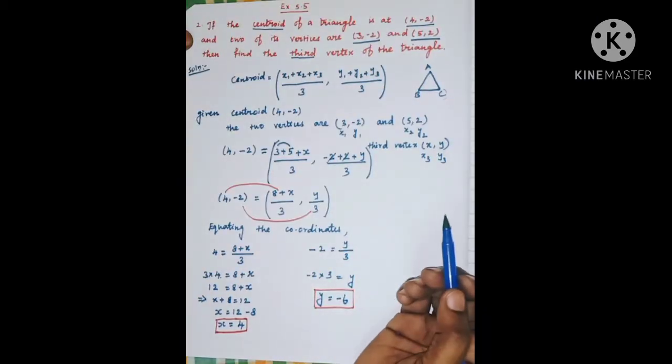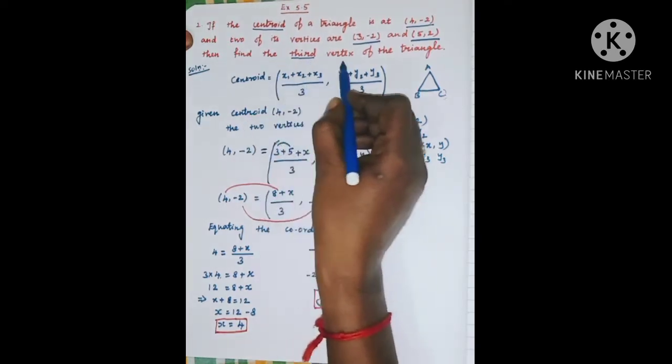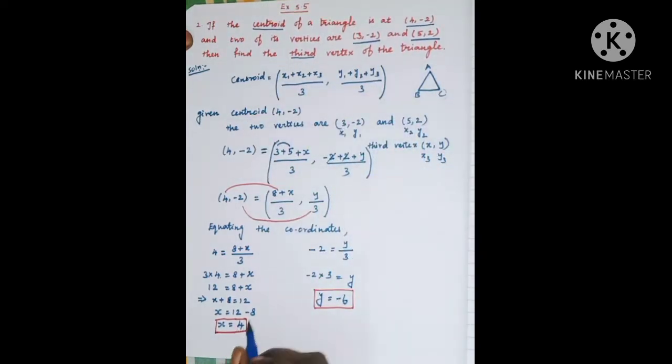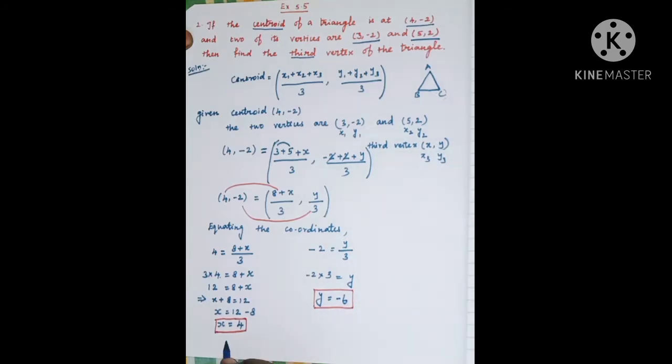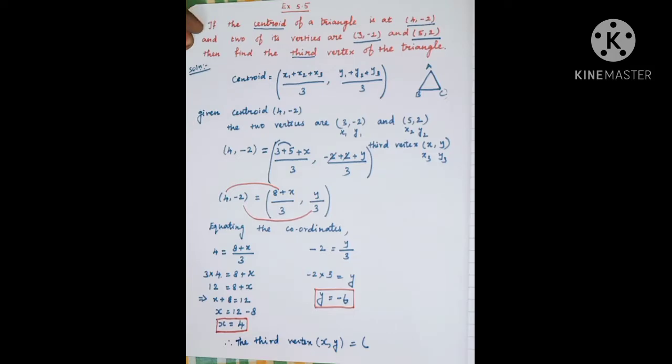In the question, they are asking to find the third vertex of the triangle. We have taken the third vertex as x comma y. Therefore, the third vertex x comma y is equal to, what is the value of x? X is 4, and what is the value of y? Y is minus 6. This is the third vertex of the triangle.